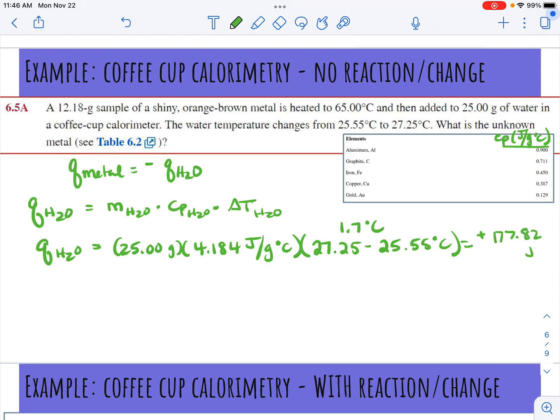177.82 joules. I'm not going to round it here because I'm going to wait till the very end to round, but know that this technically has only 2 significant figures. Okay, so now I can say this is the Q of the water. If I want this to be the Q of the metal, I have to change the sign. So Q of the metal will equal negative 177.82 joules, which then equals the mass of the metal times the specific heat capacity of the metal times the temperature change of the metal.